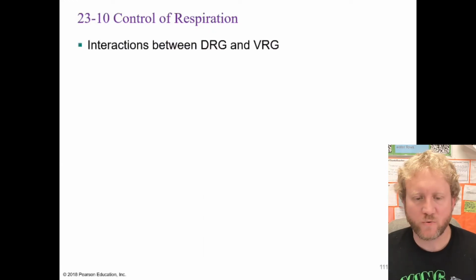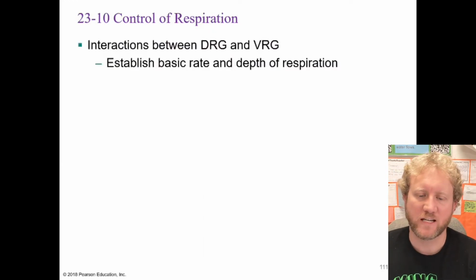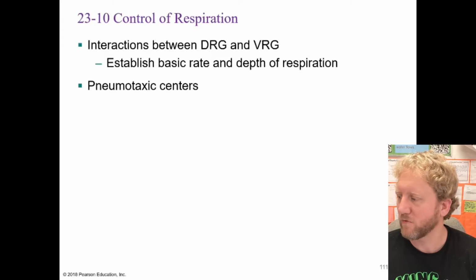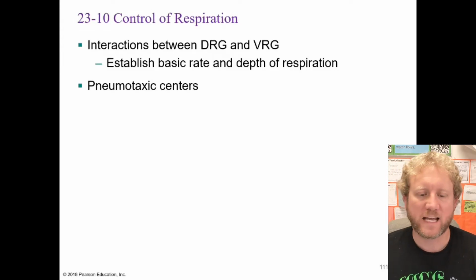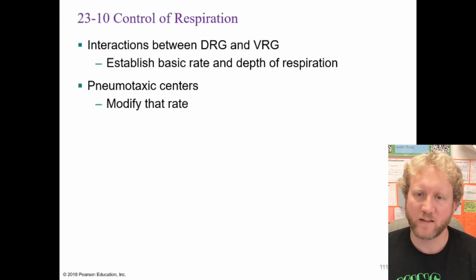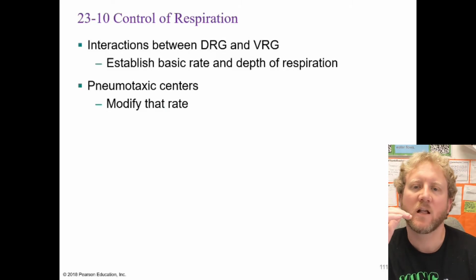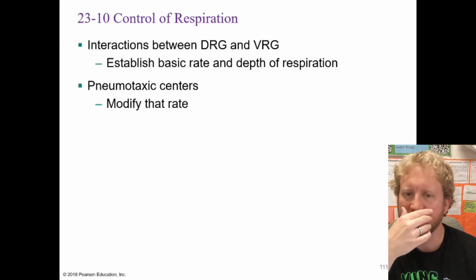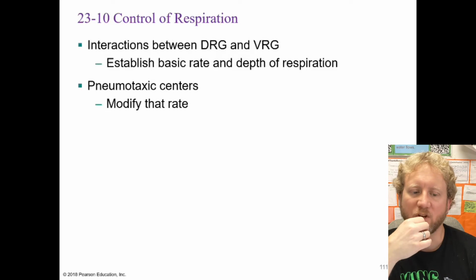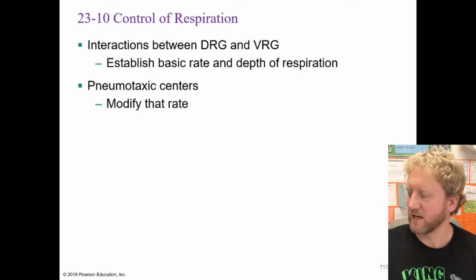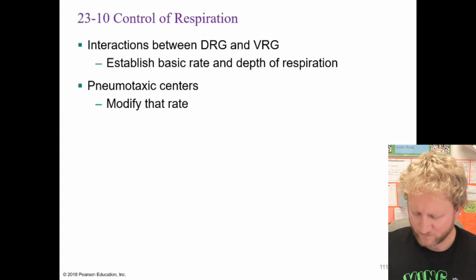The interactions between the DRG and the VRG establish the basic rate and depth of respiration, and then the pneumotaxic centers modify that rate. So the baseline is set by those respiratory rhythmicity centers, and the pneumotaxic centers in the pons modify it, slow it down, speed it up, stuff like that.